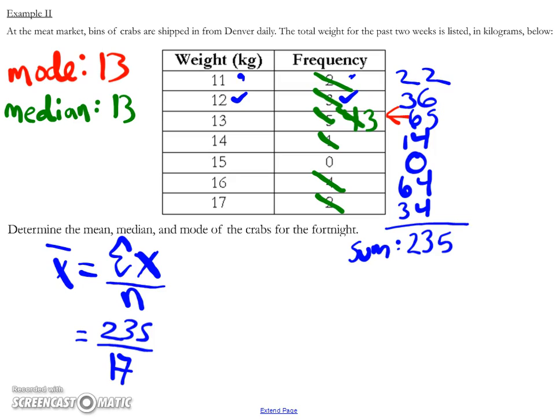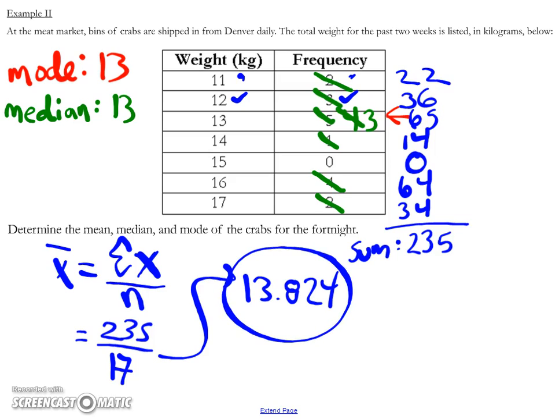So after that, you just divide. And in this circumstance, I guess it's not on my paper, 235 divided by 17 is 13.824, and then we hence have our mean. So all this stuff you can do using the calculator once again.